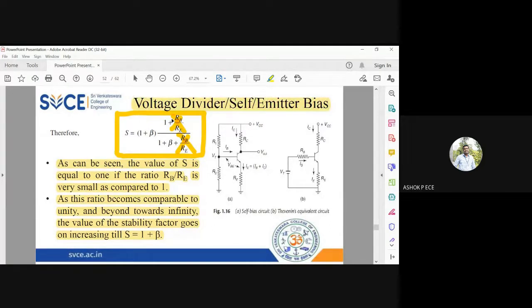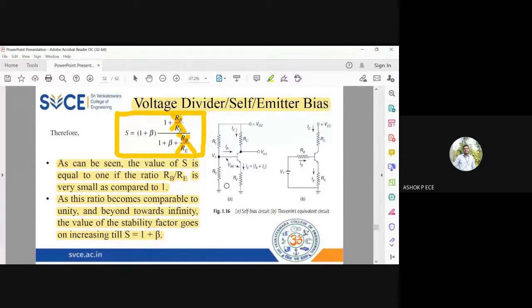So if RB by RE value is very, very small, then the numerator and denominator terms can be made 0. So in the numerator I have only 1, in the denominator I have only 1 plus beta. So S will be 1 plus beta into 1 by 1 plus beta, so S will be approximately equal to 1. Stability factor 1 is considered very, very good because it is very, very small. But when this RB by RE value is very, very large, then the stability factor will become 1 plus beta, so it becomes very large.